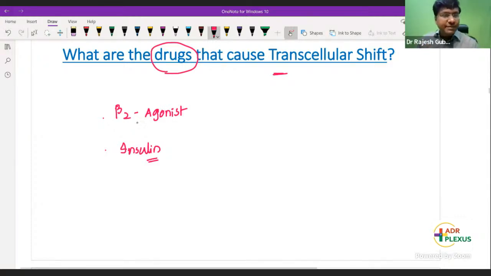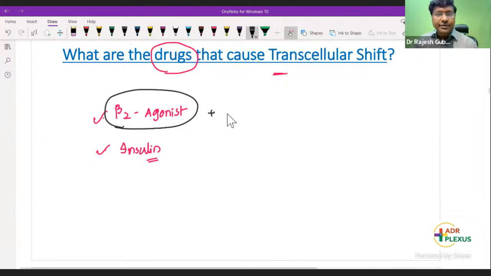Now, your beta-2 agonist as well as the insulin, they will cause the transcellular shift. They will shift the potassium from extracellular compartment to the intracellular compartment. Next, followed by that, when you give beta-2 agonist along with diuretics, that is loop diuretics, the hypokalemia will be very severe.